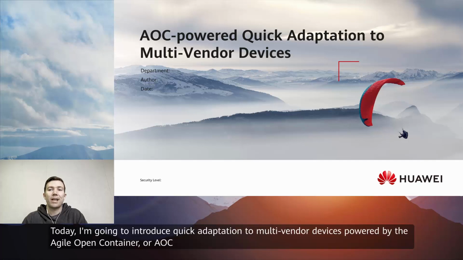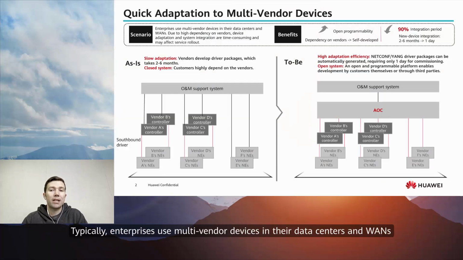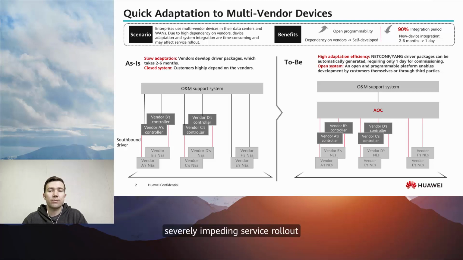Hello everyone. Today I'm going to introduce a quick adaptation to multi-vendor devices powered by the Agile Open Container, or AOC. Typically, enterprises use multi-vendor devices in their data centers and WANs. Due to different vendors using closed architecture systems, device adaptation and system integration depend on vendors. This leads to device adaptation usually taking 2 to 6 months, severely impeding service rollout.